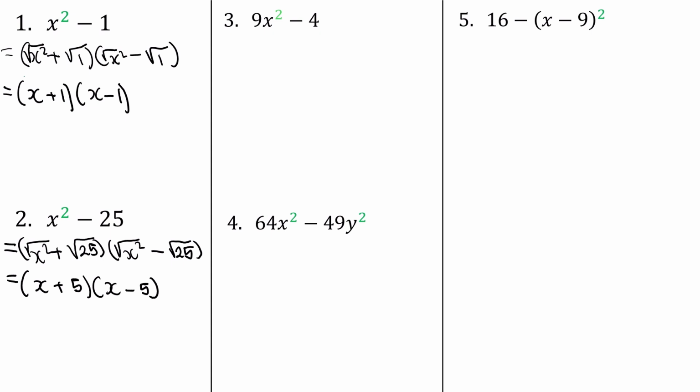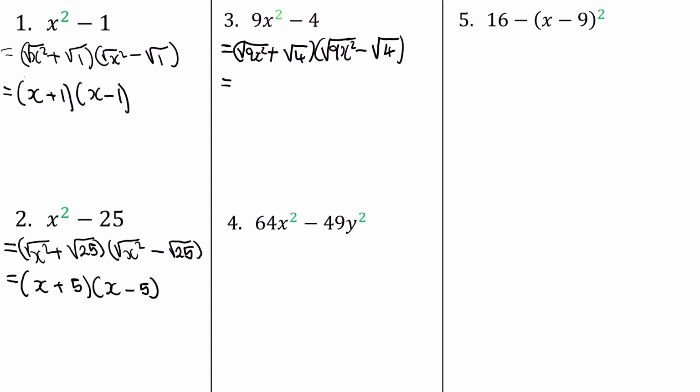So basically, when it comes to doing difference of two squares, you just have to open two brackets, and you just do the same thing over and over. You have a plus and a minus, then you have square root of 9x squared plus square root of 4. Then you have square root of 9x squared minus square root of 4.